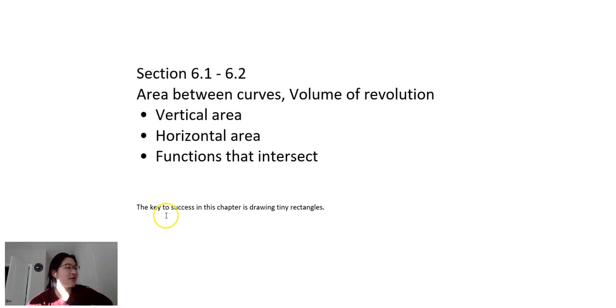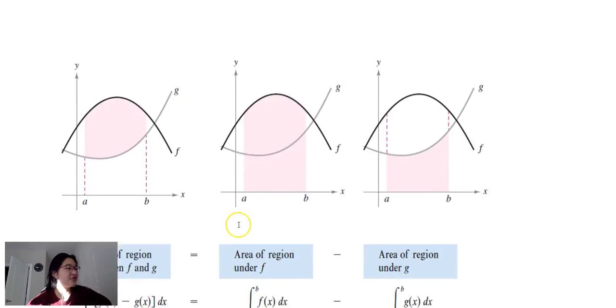The key to success in this chapter is really to draw tiny rectangles, because what we do with definite integrals is that we're basically making an infinite number of tiny rectangles. And so when we're using integrals to find areas, or using integrals to find volumes, we are taking those tiny rectangles and we're doing stuff with them. We're either adding them up, or we are rotating them, and then from that rotation we're figuring out the volume of a cylinder. So tiny rectangles, super duper helpful.